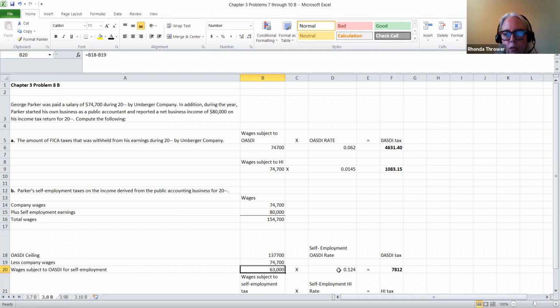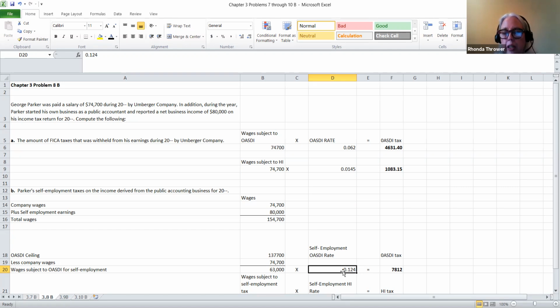Notice the rate for self-employment OASDI taxes is 12.4%. That's because if you're self-employed, you are both the employee and the employer. You have to pay twice the amount of taxes that you would if you were just a regular employee. So 6.2% times 2 is how they come up with the OASDI rate.